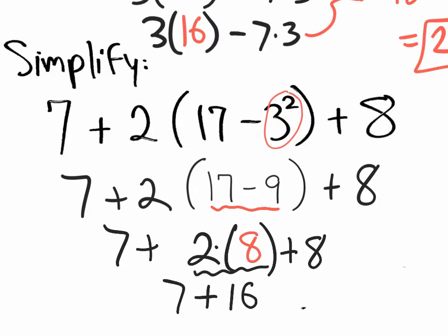Notice that I did the multiplication before anything else, because that would be our next step on PEMDAS. So we had addition, multiplication, and addition. We're going to multiply first. We get 16. Bring down the 7 plus, bring down the 8. Now we could actually add from left to right, giving us 31 as a final answer.